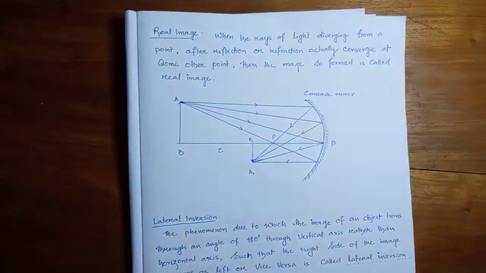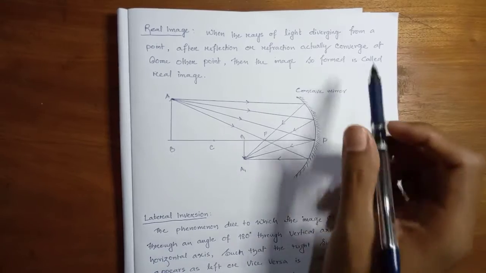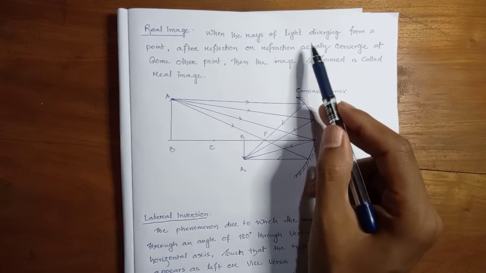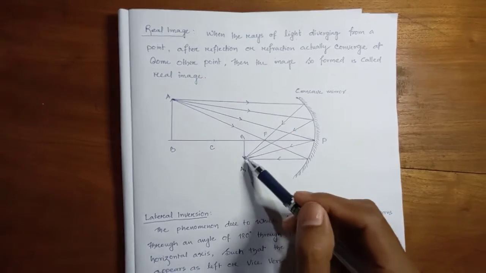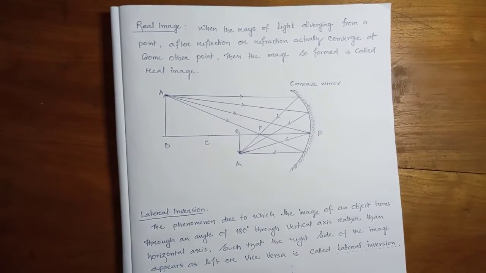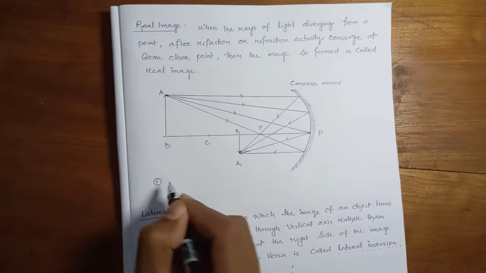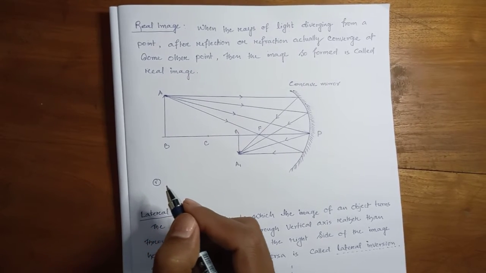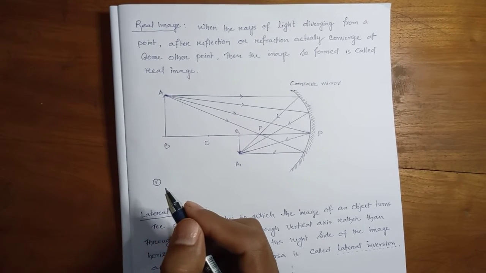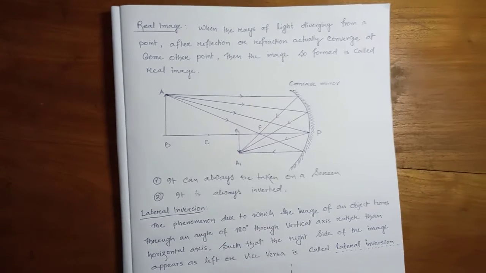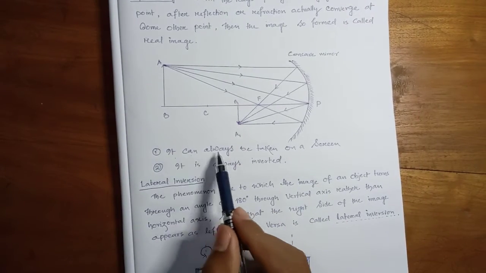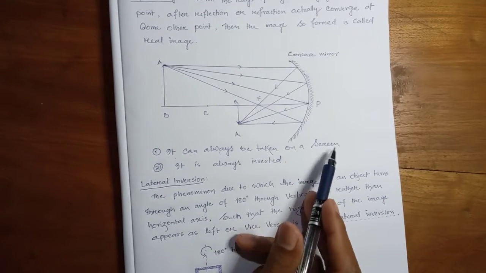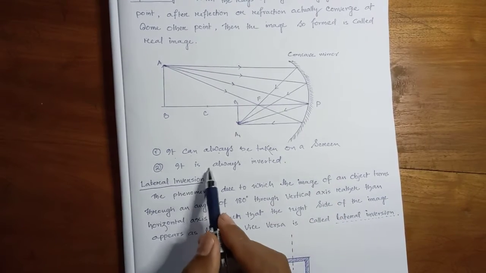Next is the real image. So the real image, what is it? The reflected rays actually converge at some other point, and that is called a real image. The characteristics of a real image are that it can always be taken on a screen. Number 2, it is always inverted.